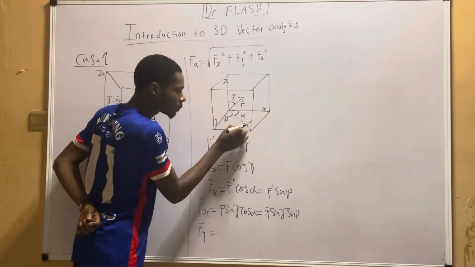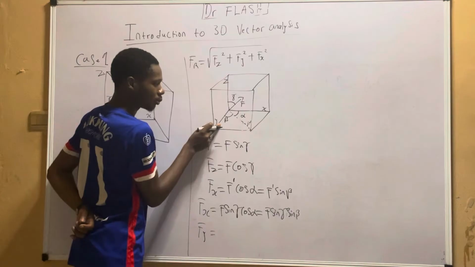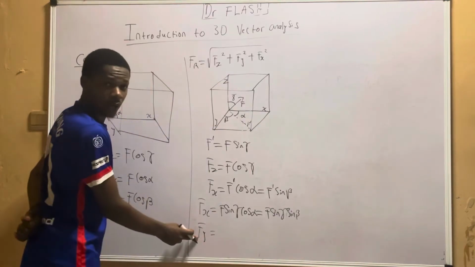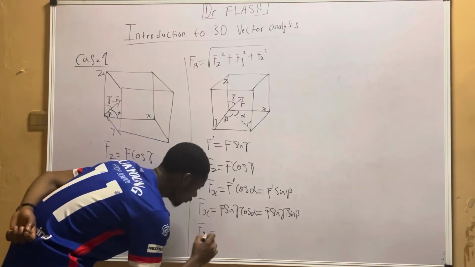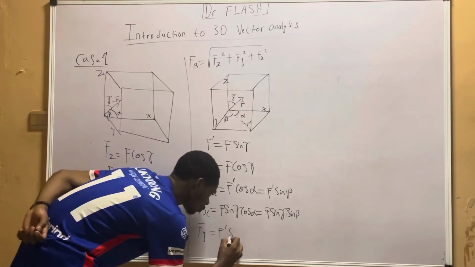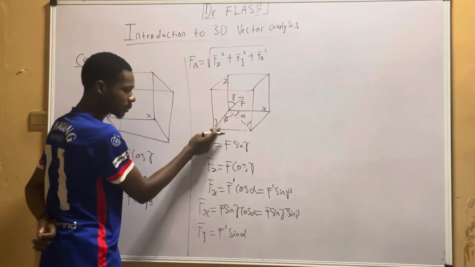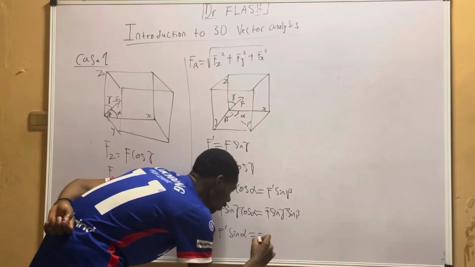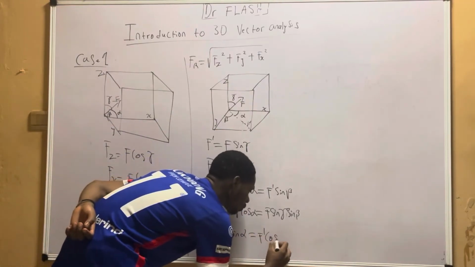We've already resolved to this plane, that's f prime. So it's either we're opening this angle alpha or we're closing this angle beta. So when I open the angle alpha, I'm going to get fy is equal to f prime multiplying sine of alpha, we're opening this angle and resolving into this plane. Or we could as well write f prime times closing the angle, cosine of beta.